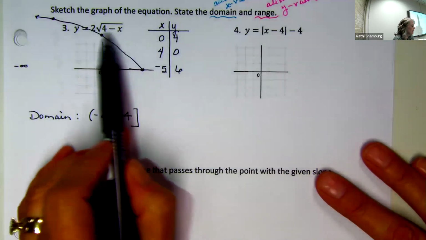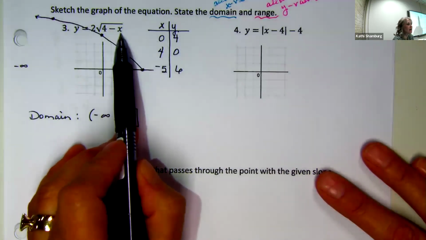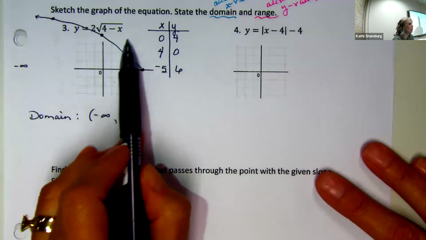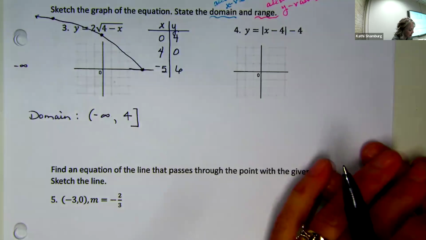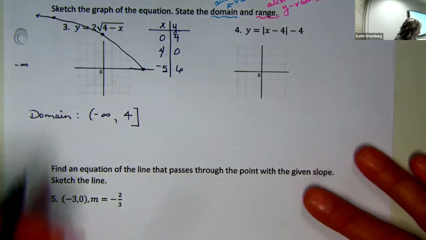Obviously, if I put in 5, that gives you 4 minus 5, which is -1. You can't take the square root of a negative number. You'd get a domain error on your calculator. Okay? All right, so that's domain.